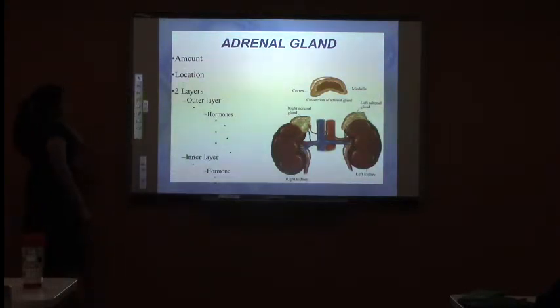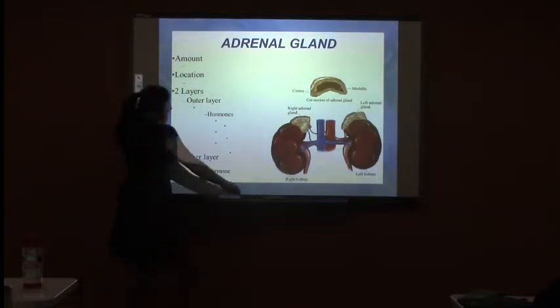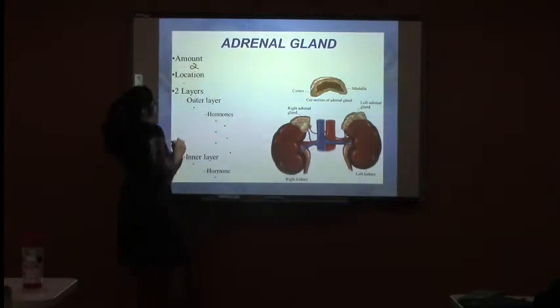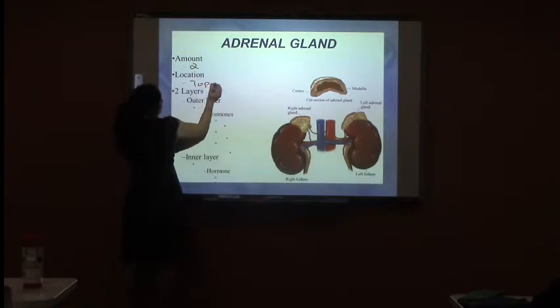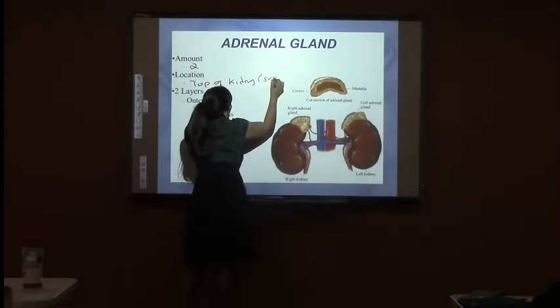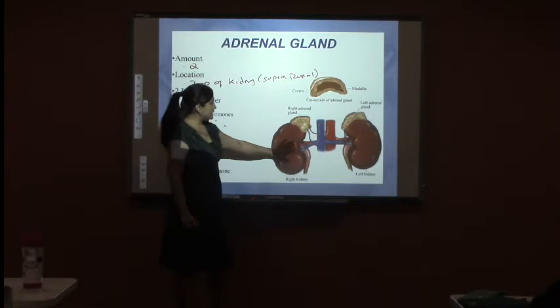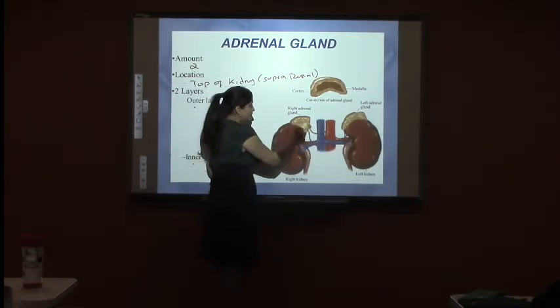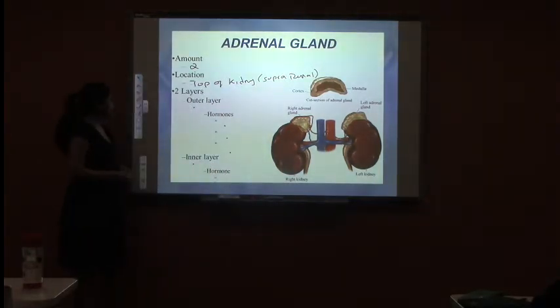Now, how many adrenal glands do we have? 2. We have 2 adrenal glands. Location, top of kidney. So it's called suprarenal. Suprarenal. So here is a kidney, here is a kidney. On top of it, you have an adrenal gland. So that's that. Renal. R-E-N-A-L. Renal means kidney.